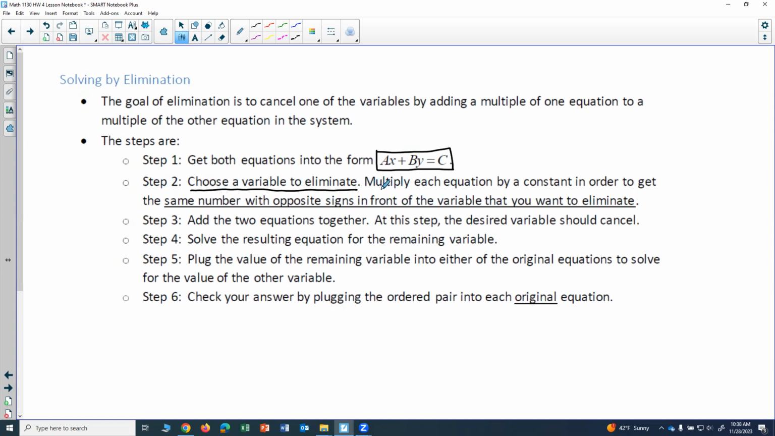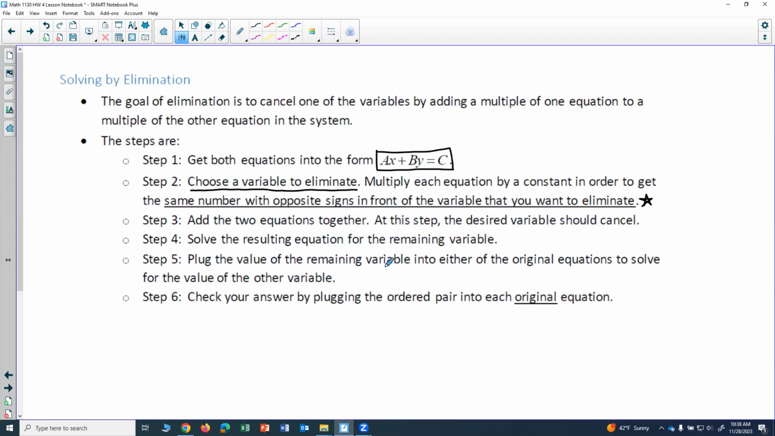Once you've chosen, multiply each equation by a constant in order to get the same number with opposite signs in front of the variable that you want to eliminate. Add the two equations together. At this step, the desired variable should cancel. Then you solve the resulting equation for the remaining variable, be it x or y, whichever one is left.